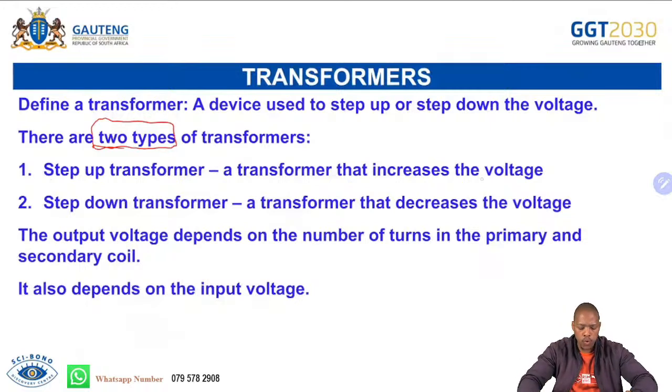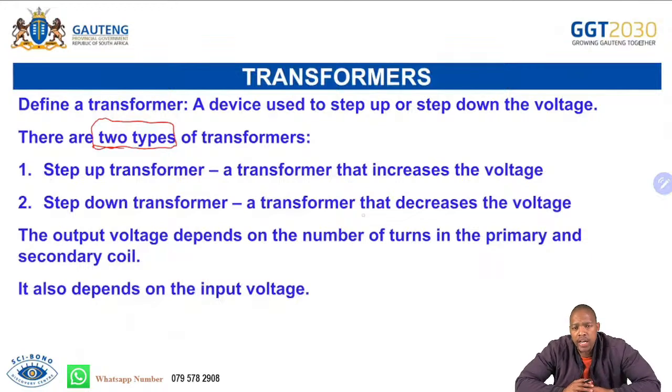Right. Number 2, we have a step-down transformer. And what does a step-down transformer do? A step-down transformer decreases the voltage. It is a transformer that decreases voltage. So in a step-down transformer, we start with a higher voltage and go to a lower voltage.